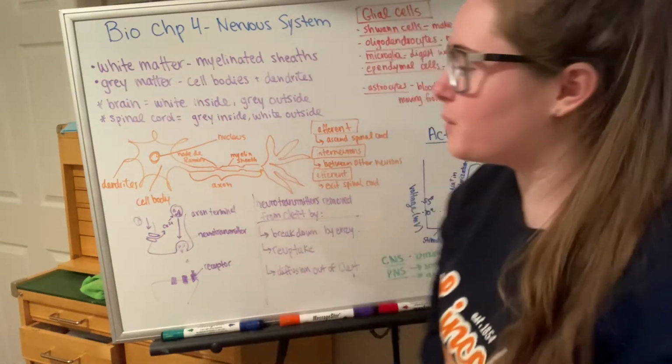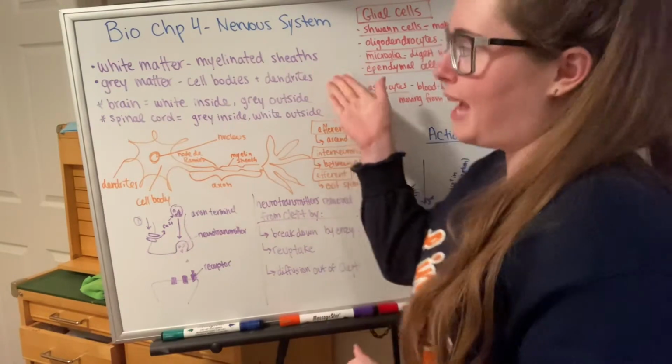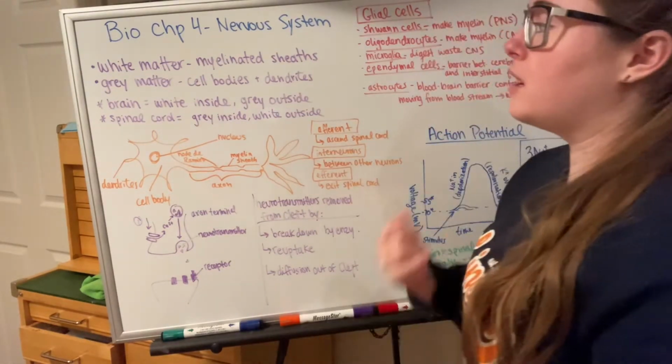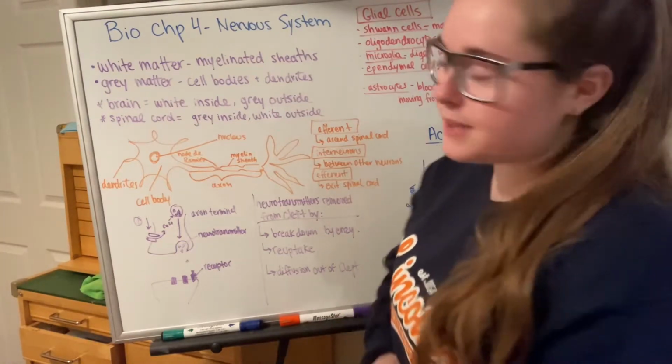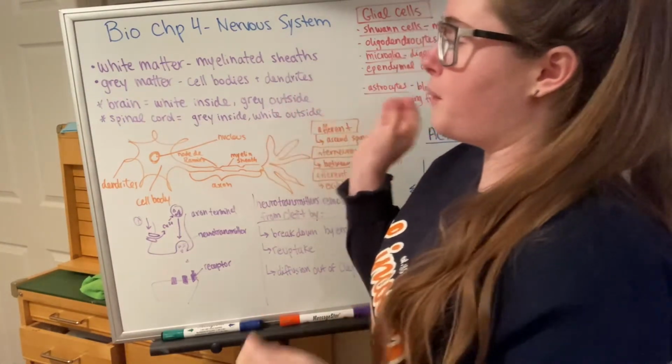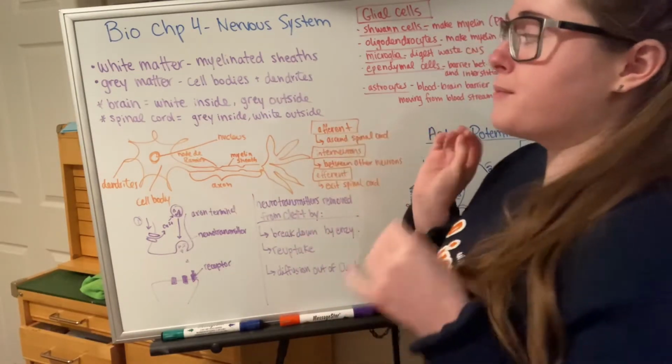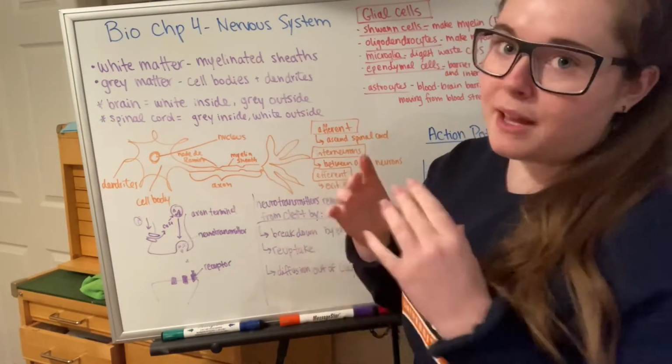So let's start with the basics. We have white matter, which are the myelinated sheaths, and then we have gray matter, which is made out of cell bodies and dendrites. And so in our brain, we have more white matter inside and gray matter outside. In our spinal cord, we have more gray matter inside and white matter outside.